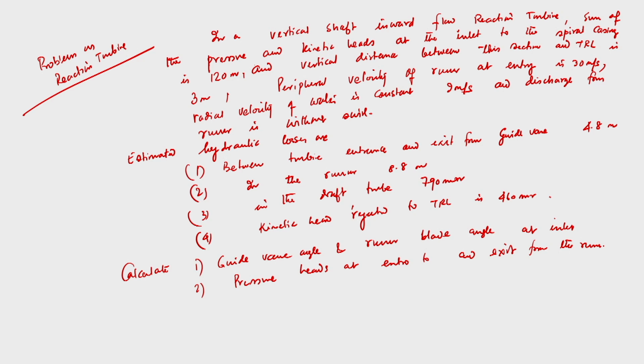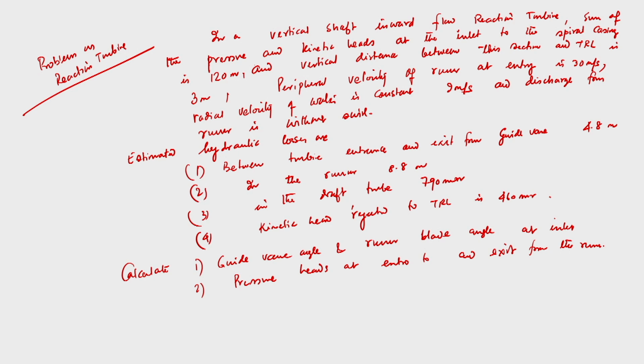This is very important. It is given that in a vertical shaft inward flow reaction turbine, the sum of the pressure and kinetic heads at the inlet of the spiral casing is 120 meter, and the vertical distance between this section and TRL is 3 meter. Peripheral velocity of runner at the entry is 30 meter per second. Radial velocity of water is constant at 9 meter per second. Discharge from runner is without swirl.